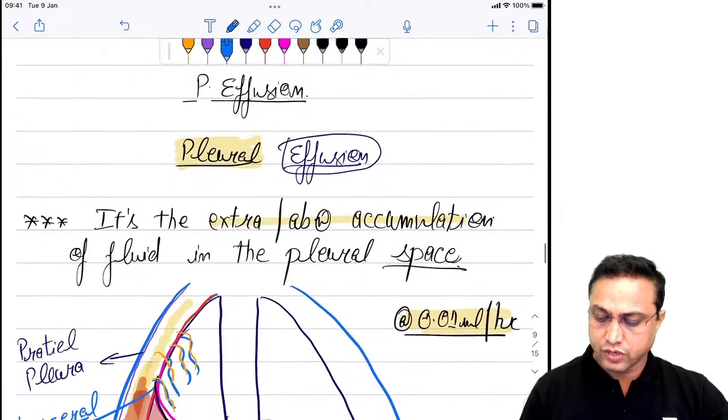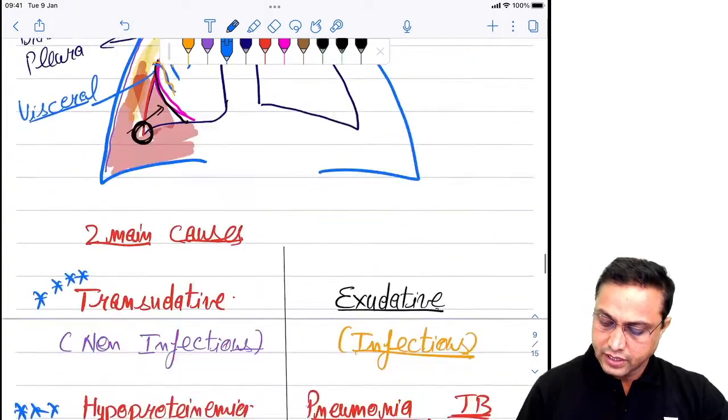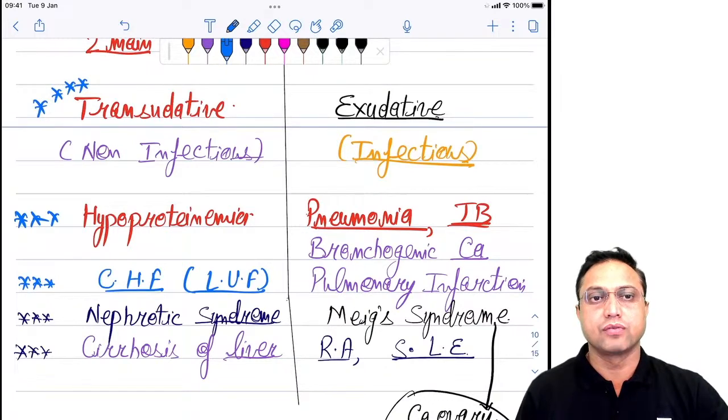So pleural effusion is what, Peter? It is the extra accumulation of fluid in the pleural spaces, right? There are two main causes: one is transudative and one is exudative. Transudative means non-infectious and exudative means infectious causes.